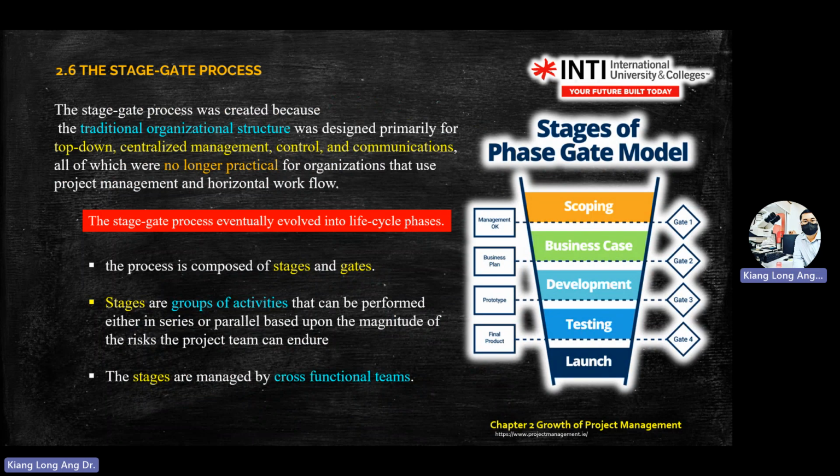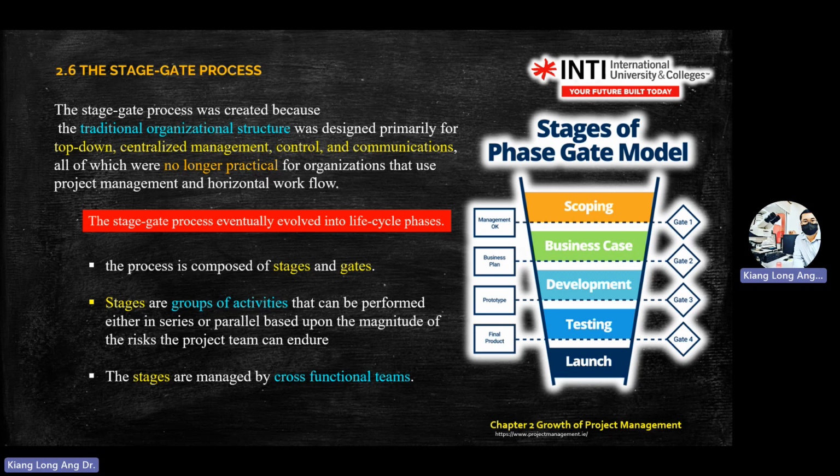So stage gate processes have been used for many years, but in most recent or modern project management, we copy something from the stage gate process and name it the life cycle phases. Now, in the stage gate model, you have these phases: scoping, which means you define the scope, then business case, development, testing, and launch. You have these 5 phases.